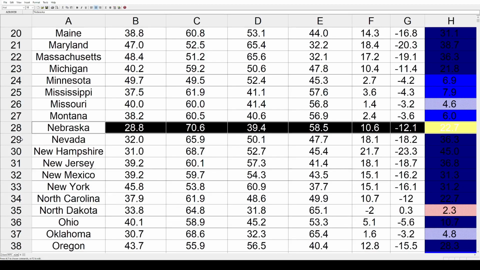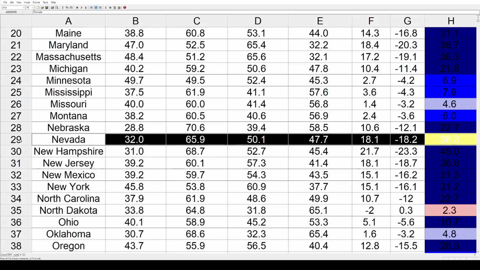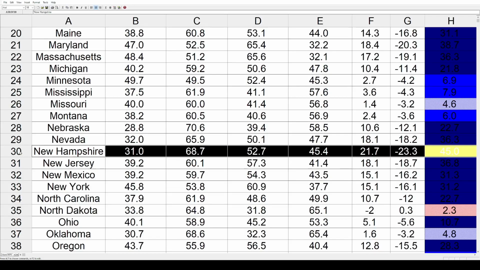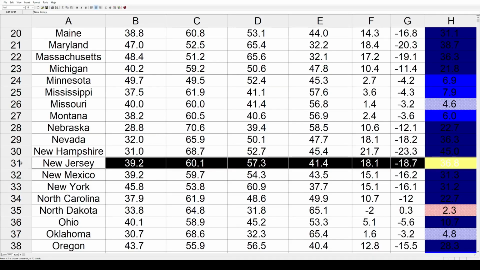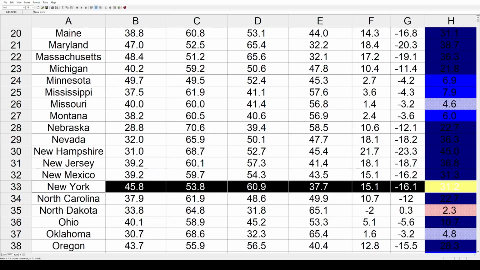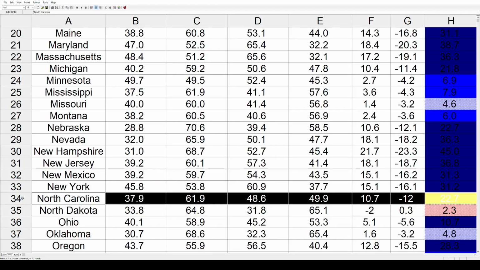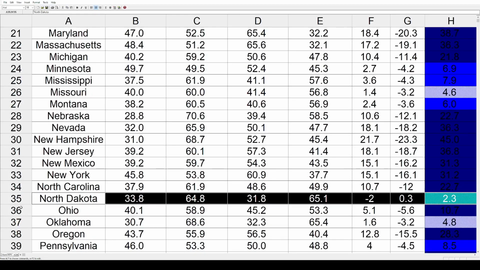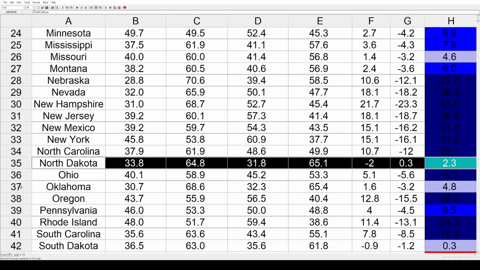First is Nebraska by 22.7, Nevada 36.3, New Hampshire a gigantic 45%, New Jersey 36.8, New Mexico 31.3, New York 31.2, and North Carolina by 22.7. The next state is North Dakota. That went back toward the Republicans by a slight 2.3%.